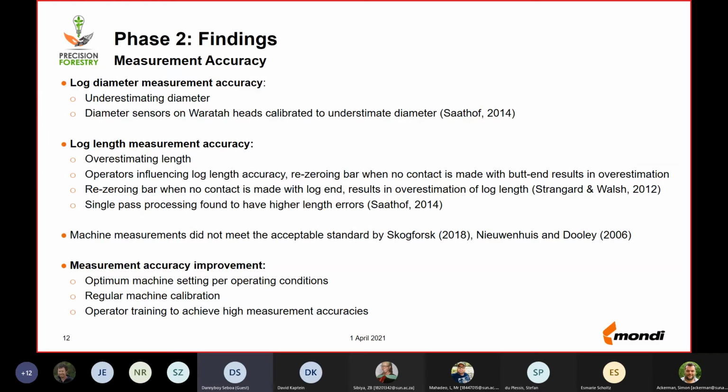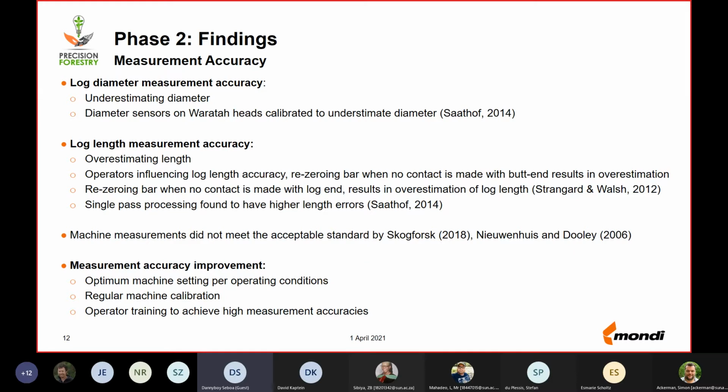Look at the findings. For log diameter measurement accuracy, we found that the machine was underestimating our diameter. A finding by Sethforth in 2014 was that diameter sensors on harvester heads tend to be calibrated to underestimate your diameter. So this is a factor that we think had an influence on the harvesting head measurement accuracy for your log diameter.